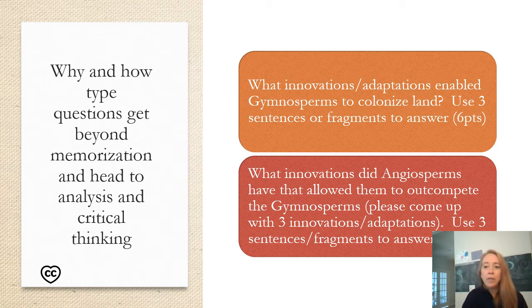So, what innovations or adaptations enable gymnosperms to colonize land? And then use 3 sentences or fragments to answer with the points. So I'm being clear, I'm letting you know about how long it might take. This is actually a what question, isn't it? So I'm not asking a why on that one, but the follow-up question, what innovations did angiosperms have that allowed them to compete with gymnosperms?